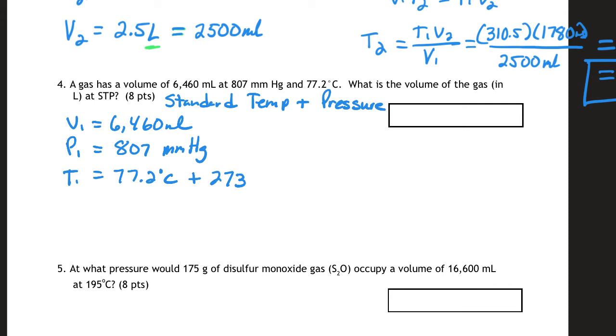77.2 plus 273 equals, that's going to change that to 350.2 Kelvin. So I've got that all fixed. Now my volume 2 is going to be equal to, I don't know, but it needs to be in liters. My final pressure, it said, was at STP.